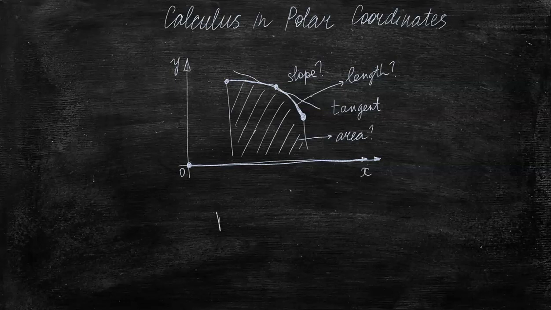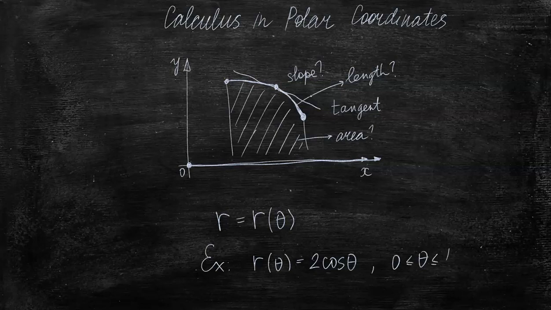So first, let's recall that the type of curves that we will be looking at can be expressed as a function of r in terms of theta. For example, we'll be looking at the curves produced by an equation like this, and theta is the input variable here, so we may have some domain restricting the values of theta. But where do we go from here?